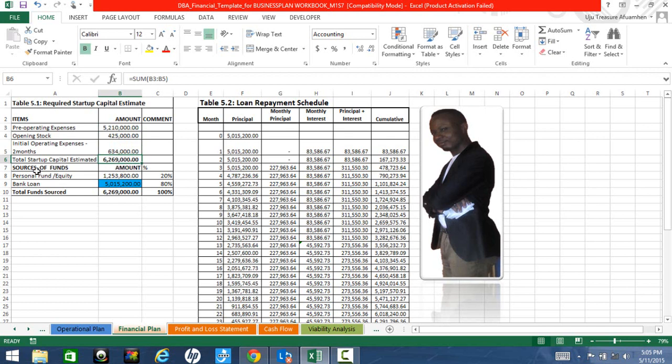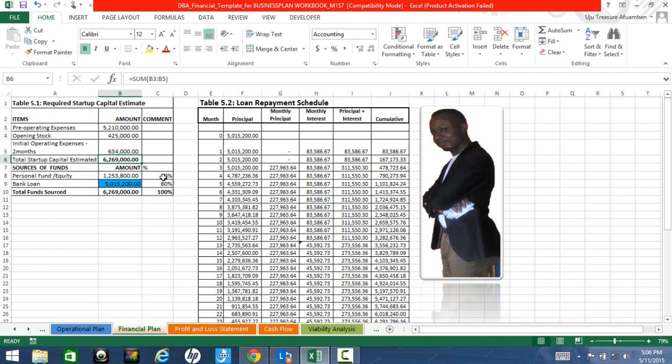Now, the next thing we need to look at, sources of fund, personal and bank. Good thing I was able to make my projection. Do I have this kind of money? How much do I have? How much do I need to borrow? So let's say of this, I can only afford, or I can only make available 20%. That is what you're seeing here.